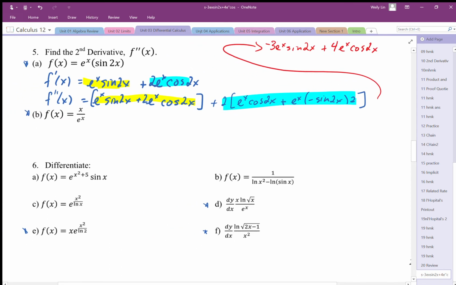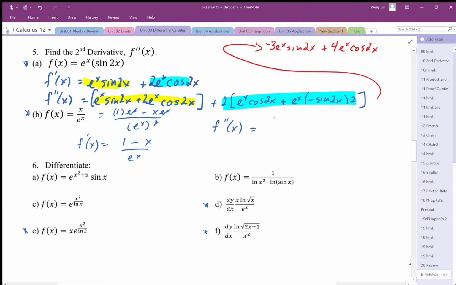If I look at the next one here, again, my first derivative is going to use the quotient rule. So it's going to be 1 times e to the x minus x times the derivative of e to the x, all over e to the x squared. The e to the x's cancel out, so I end up with 1 minus x over e to the x. So that is f prime. Do it again to get the second derivative.